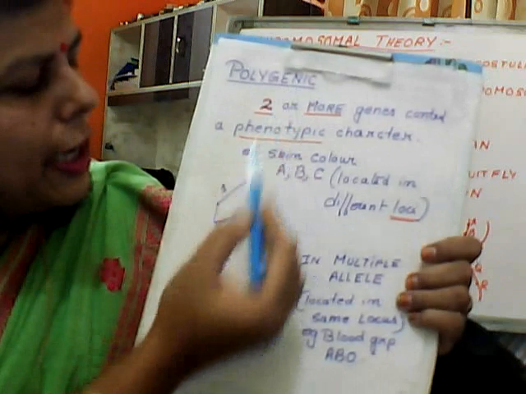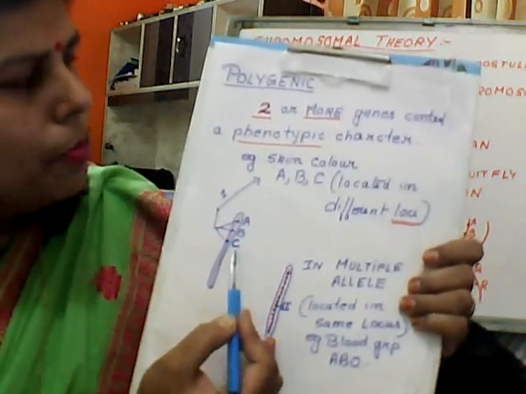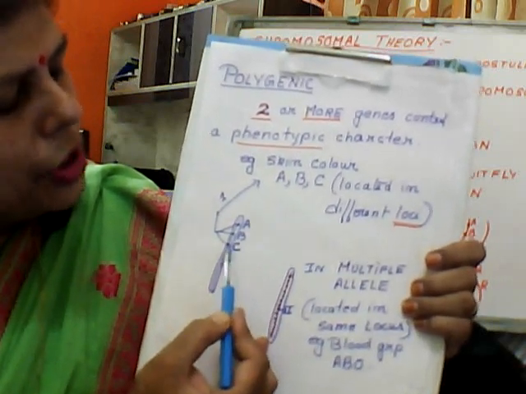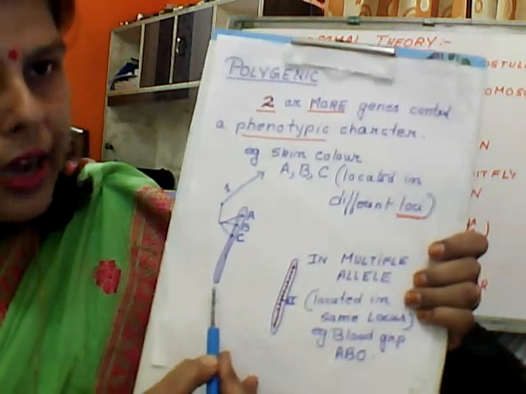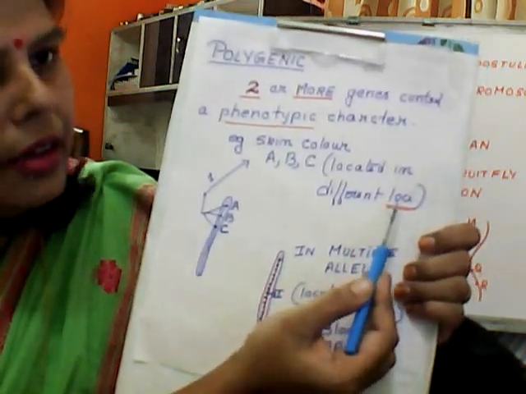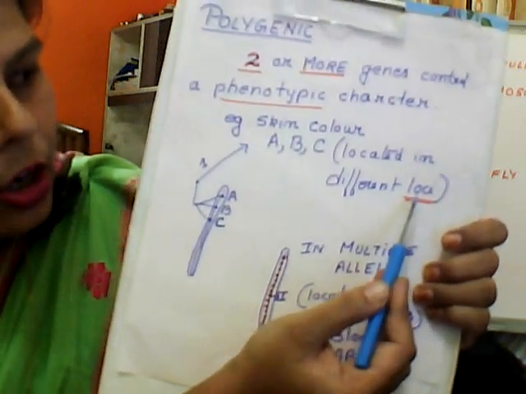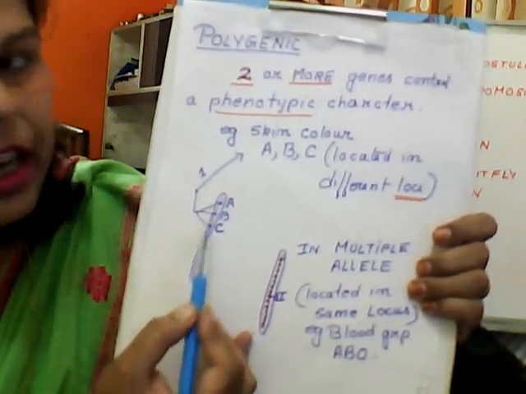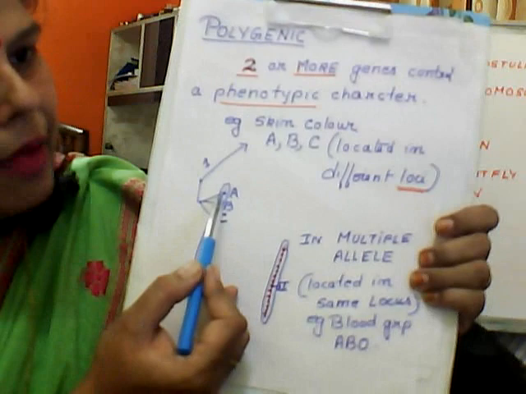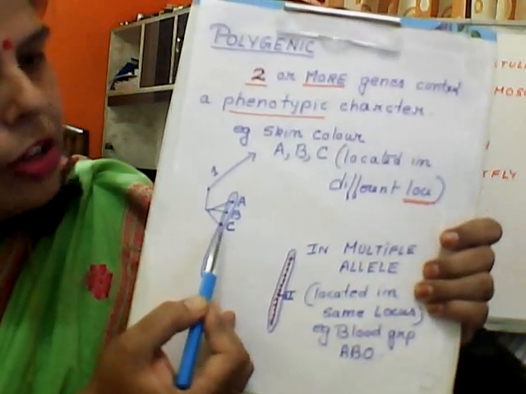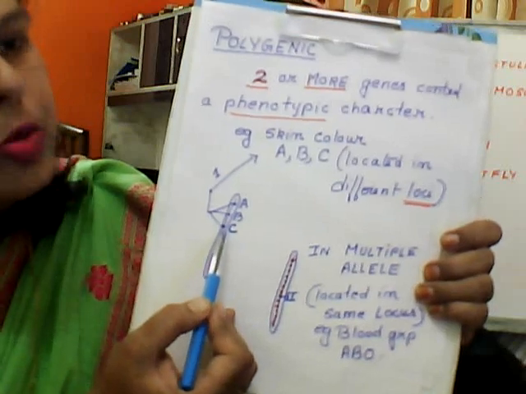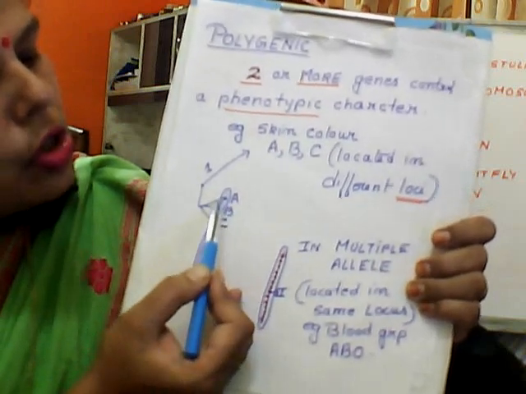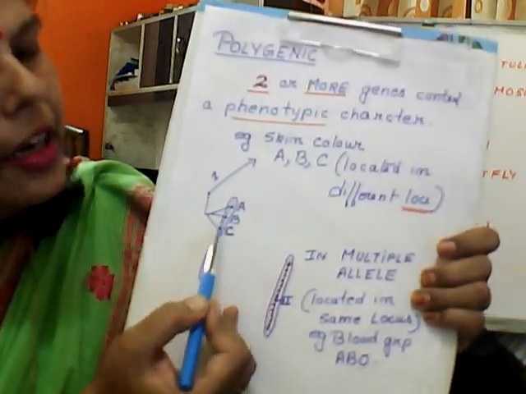But in case of polygenic, more than one gene is responsible for one phenotypic character, but these genes are located in different positions in a particular chromosome. I think children, you all know the meaning of loci. Loci is the plural form of locus, and locus is nothing but the position where a particular gene is present in a chromosome. Here I am showing you A, B, C, just assumed; the positions may be in different regions of a particular chromosome, but not in the same locus.